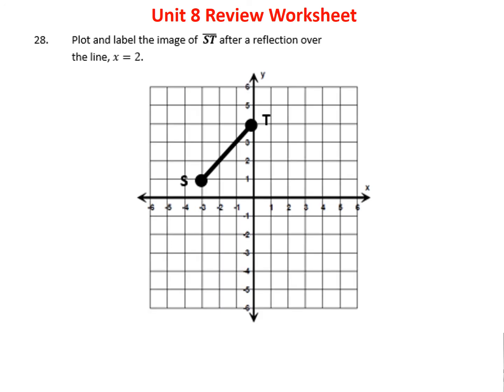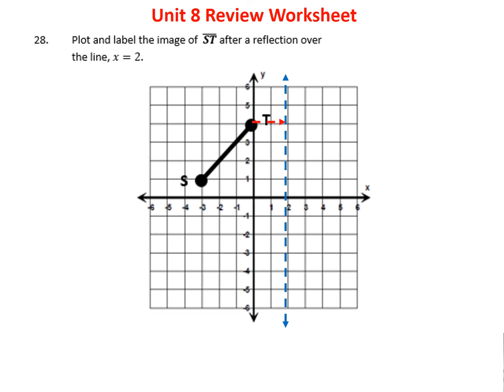Problem 28 asks us to plot and label the image of ST after a reflection over the line x equals 2. So the first thing we need to do is draw in the x equals 2 line. That's a vertical line at x equals 2. Now remember, in a reflection, you go from each point directly perpendicular to the line you're reflecting. However many units it takes you to get there, you go that many the other side.